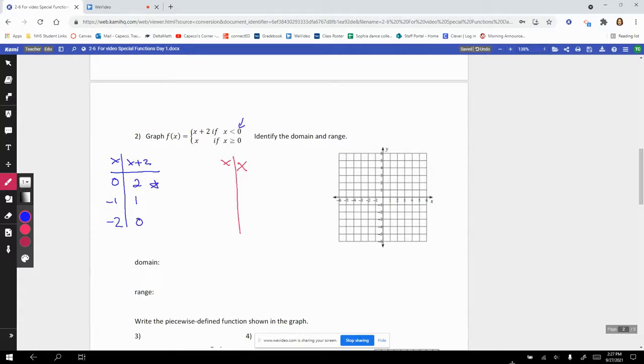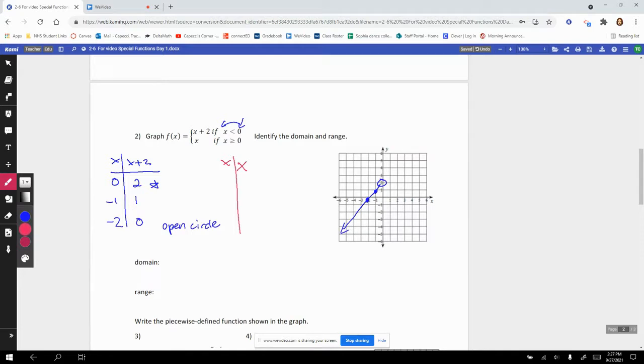So this 0, 2, remember I'm going less than 0. So that 0, 2 is my starting point, and that's going to be an open circle. Then I have negative 1, 1, and then I have negative 2, 0. Again, my slope in this case is also 1, so I'm all set there. Again, this is an open circle, right? Open circle.